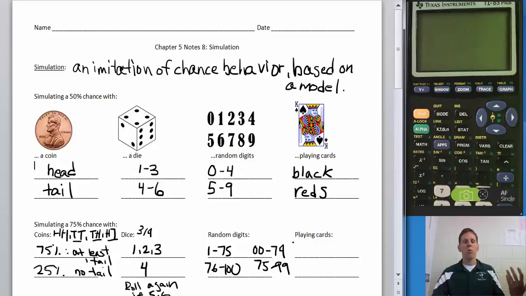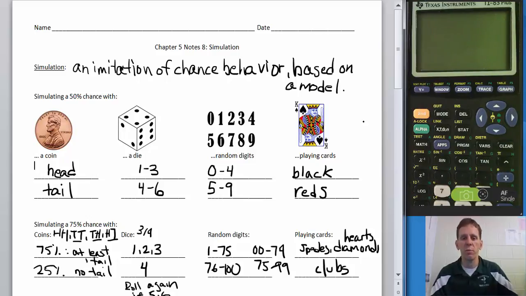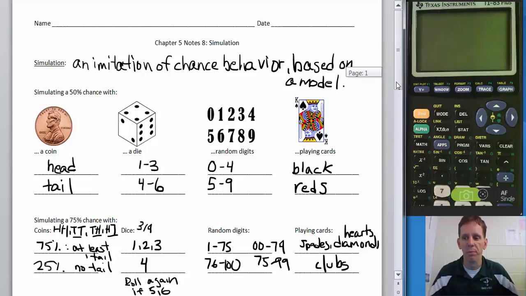With playing cards, what's 75% chance on playing cards? Well, there are 4 suits when you're working with playing cards, so pick 3 of them. Pick, I don't care, spades, diamonds, hearts. And then what's left over are clubs. So 3 of the suits would represent 75%. The other is 25%. So that's a way of simulating with some common objects.